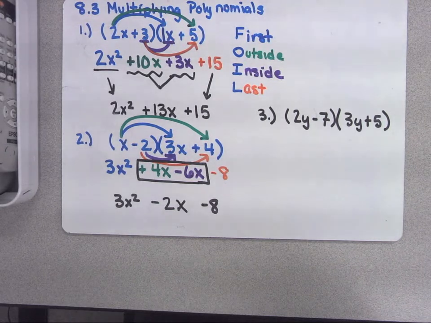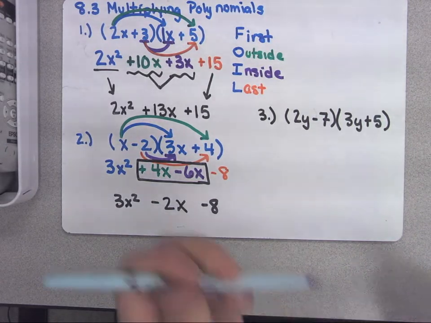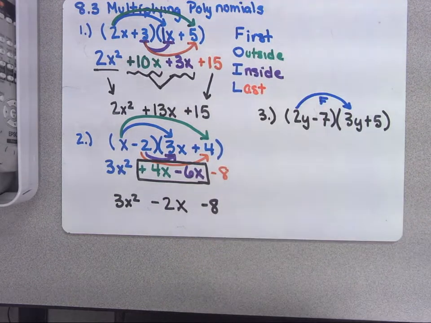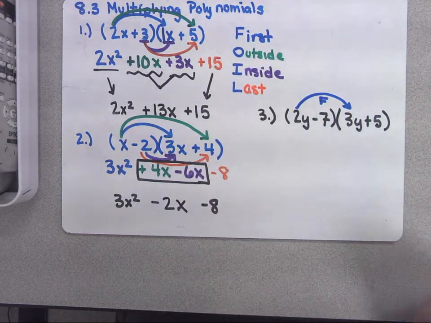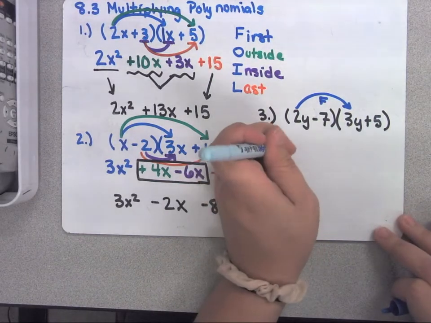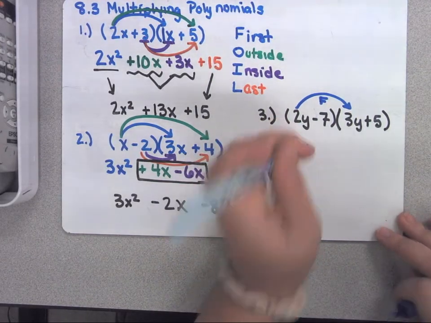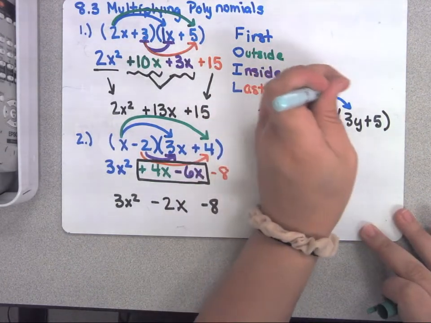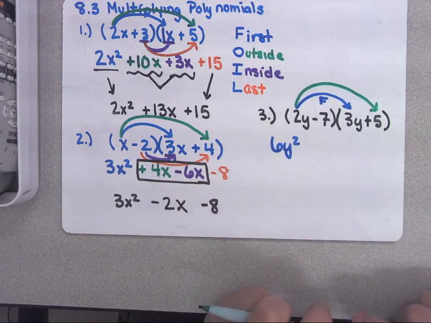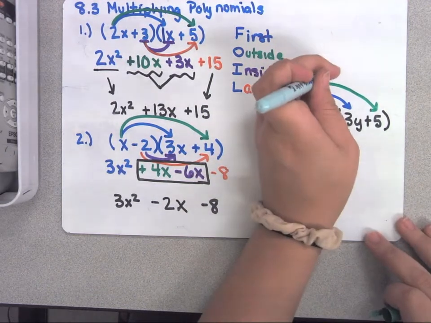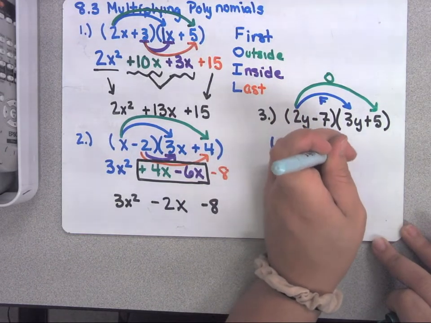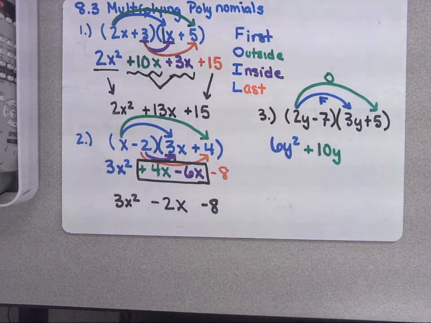Okay. So first times first. If you want, you can put an F right there too. What's that going to make? 6y squared. Yep. Outside is green, and it's going to be the first one times the last one. That's outside. Positive 10y. Yep, keep forgetting the variables.